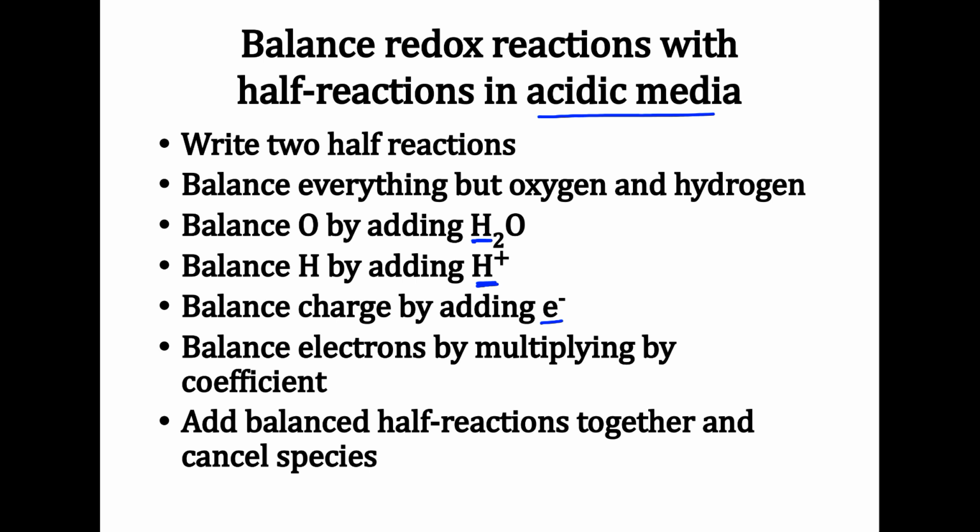Then finally, like whenever we had two half reactions, we have to multiply so we have the same number of electrons, and then after that you can cancel out anything that's on both sides of the reaction and be left with your net reaction. So that sounds like a lot, so let's just go ahead and do a couple examples.